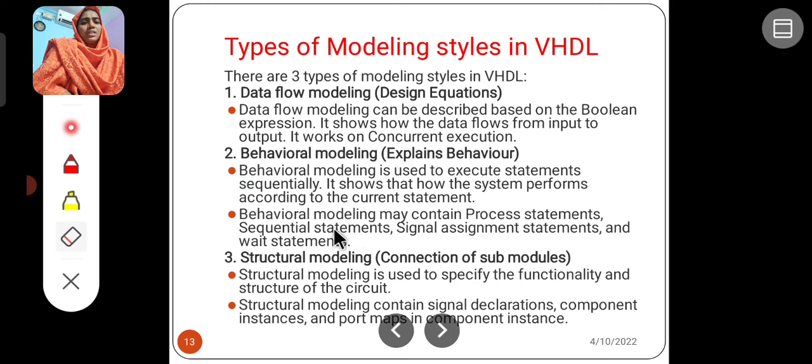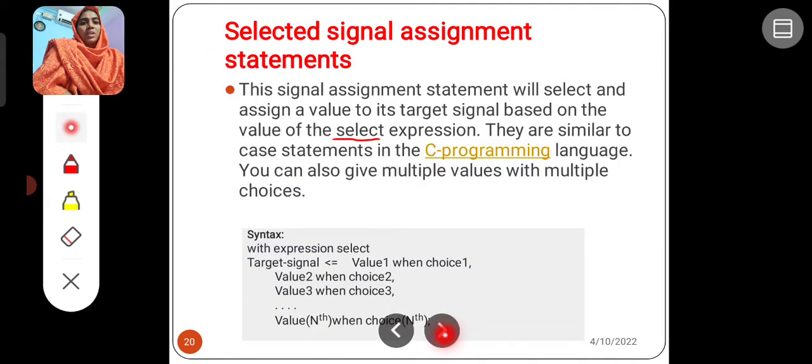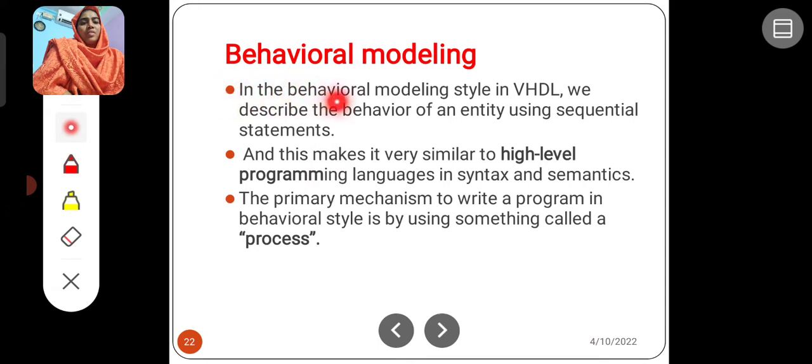Whatever statements we write inside a process statement are called sequential statements. So we come to the structure of a process statement in the behavioral model. In the behavioral modeling style in VHDL, we describe the behavior of an entity using sequential statements. In the data flow style, we describe how the data flows, whereas in behavioral modeling, we describe the behavior of an entity using sequential statements.